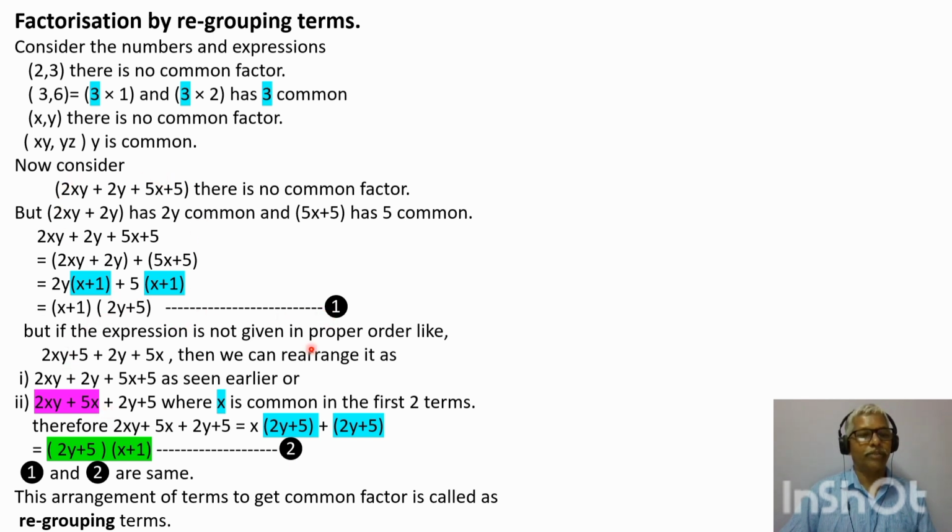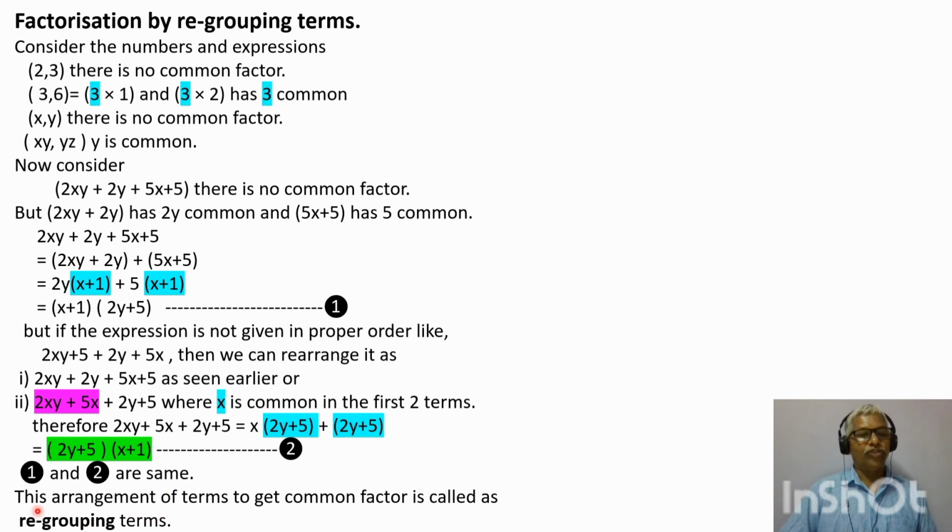Number 1, we have done it. We had 2y here near 2xy, now it is 5x. So x is common. Therefore we write x into bracket 2y plus 5, and plus 2y plus 5 into bracket. Now in this 2y plus 5 is common, so I am taking it here, 2y plus 5 into bracket x plus 1. So x plus 1 into 2y plus 5 and 2y plus 5 into x plus 1. There is no change in the factors.